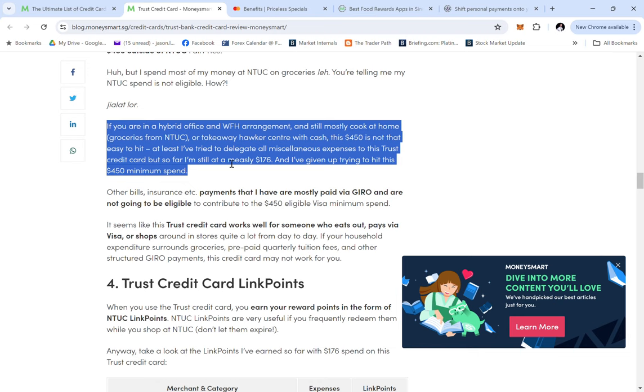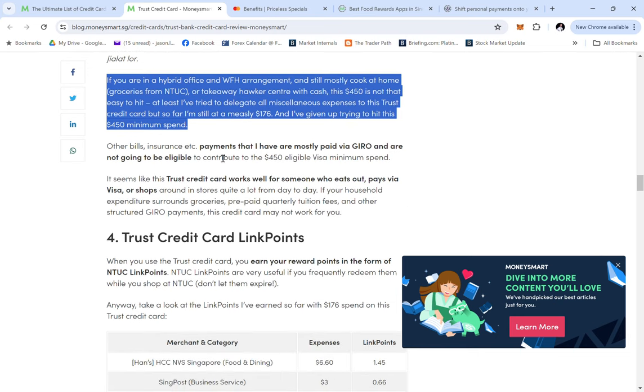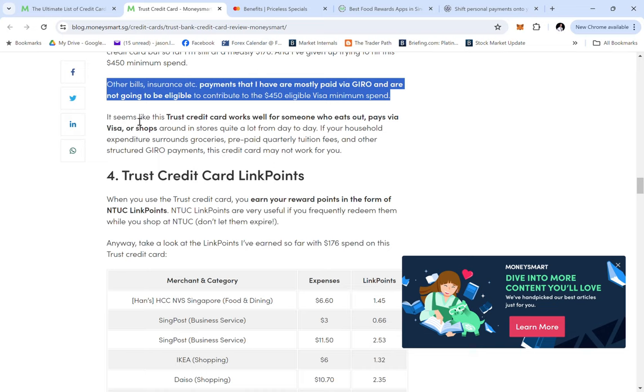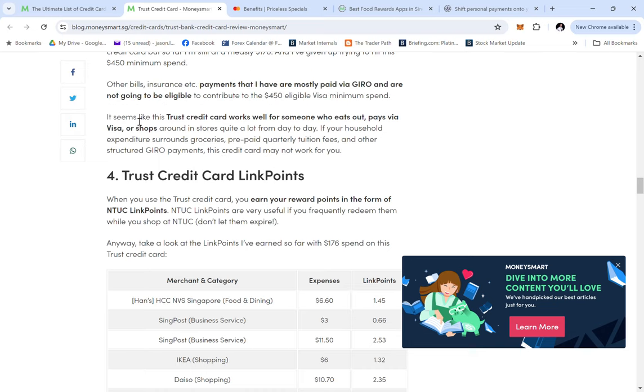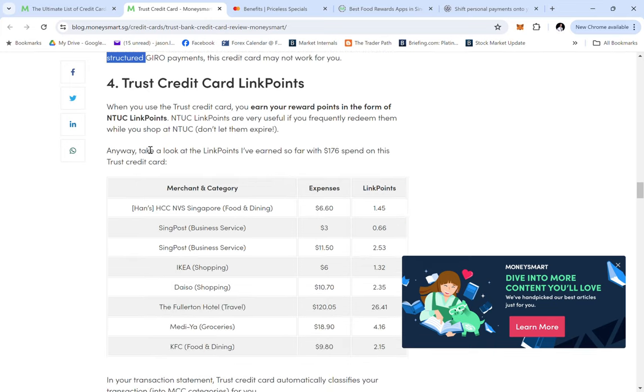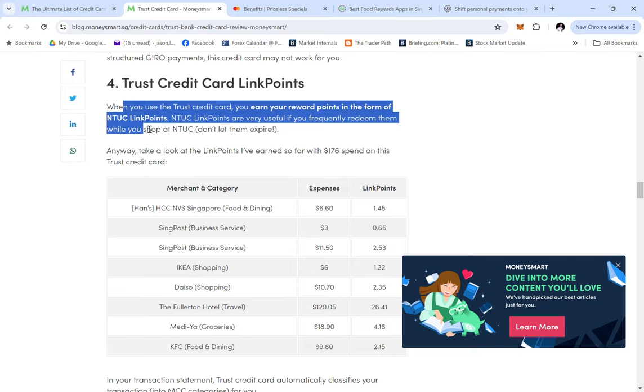$450 is actually not easy to spend. And over here, it actually works pretty well for people. It pays by Visa, etc., on top of you spending at NTUC. So when you actually use your NTUC Trust Card, you can earn the points in LinkPoints.